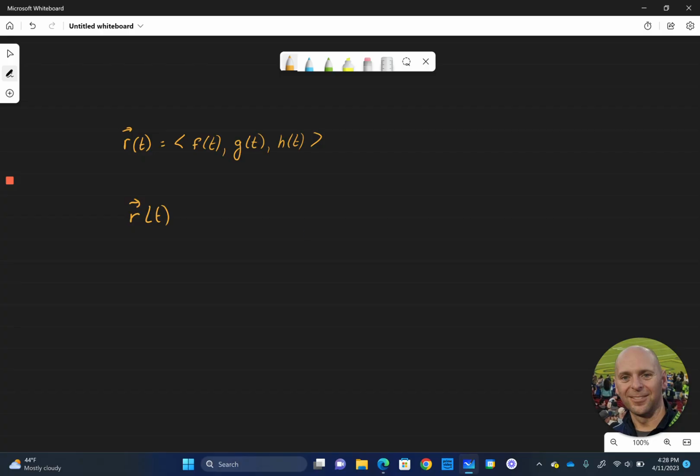r prime of t is going to be equal to the limit. And normally we would use the limit as h goes to 0. Here, because we've already used h as part of our vector valued function, we're going to go ahead and use delta t to represent that quantity. So we would let that go to 0. And then the remainder of the difference quotient would look like r of t plus delta t minus r of t, all divided by delta t.